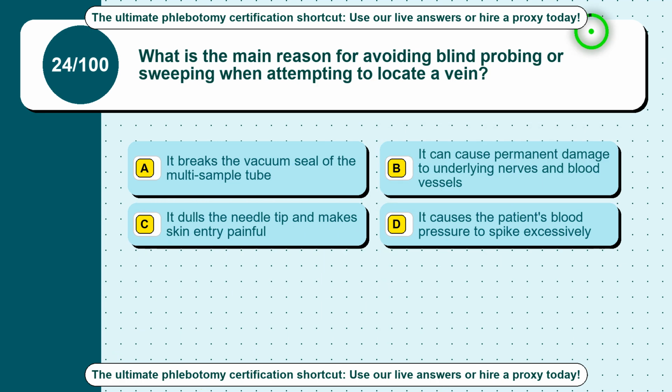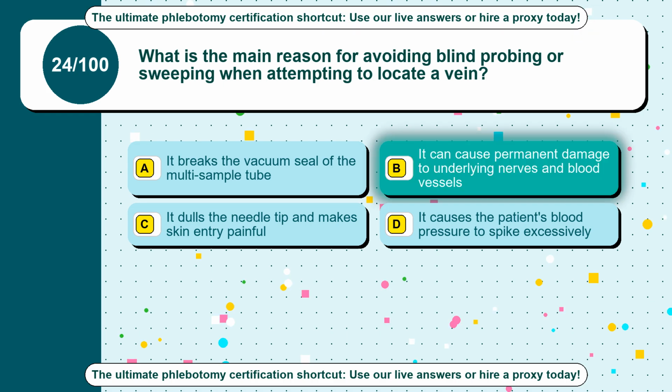Question 24. What is the main reason for avoiding blind probing or sweeping when attempting to locate a vein? Option A, it breaks the vacuum seal of the multisample tube. Option B, it can cause permanent damage to underlying nerves and blood vessels. Option C, it dulls the needle tip and makes skin entry painful. Option D, it causes the patient's blood pressure to spike excessively.